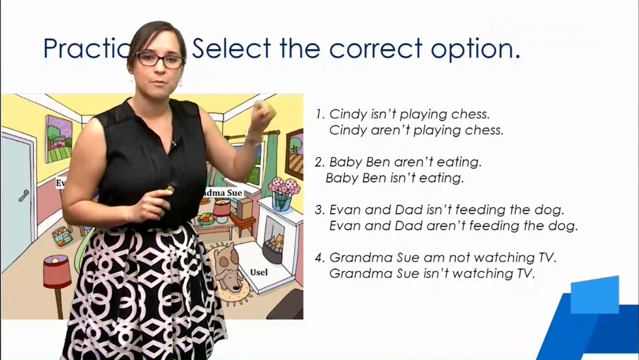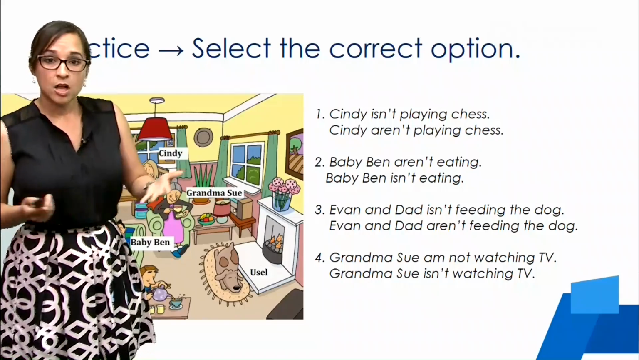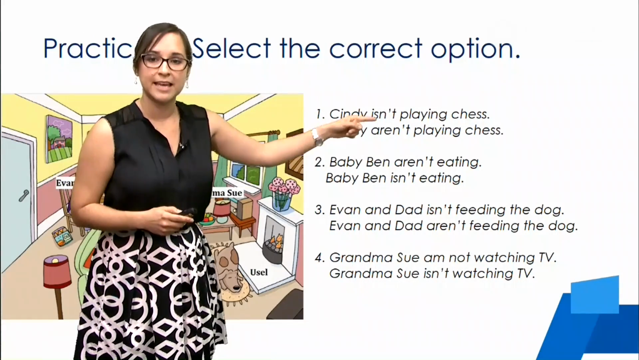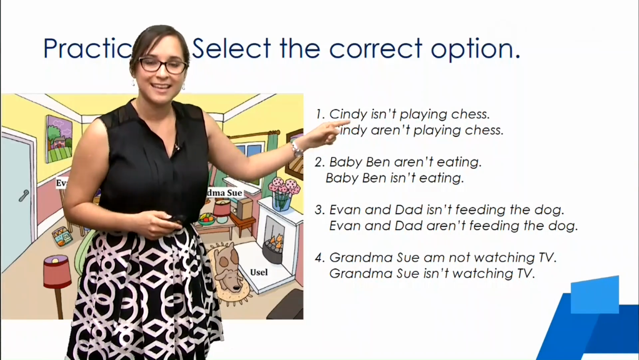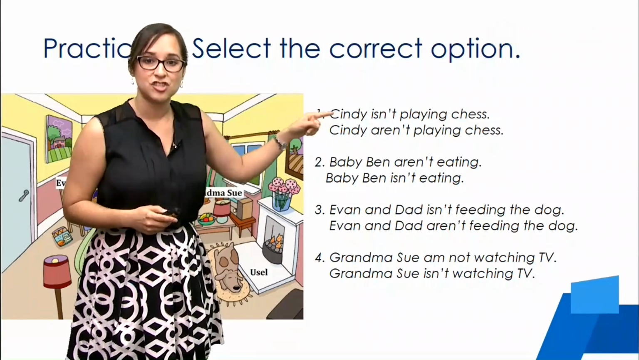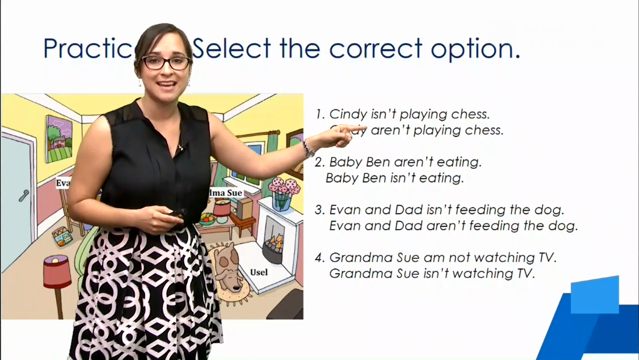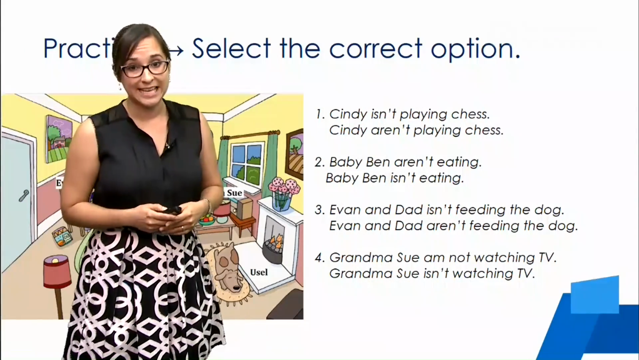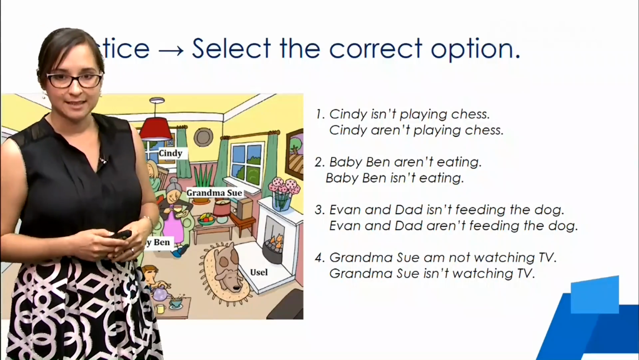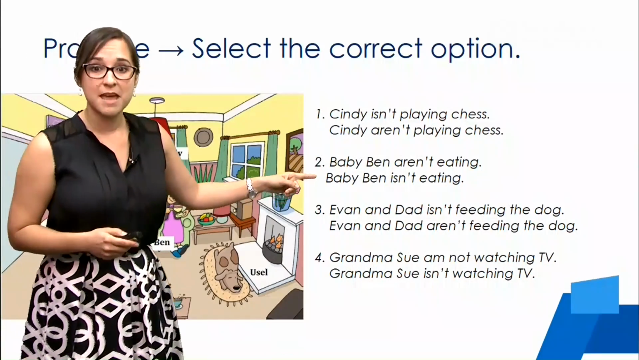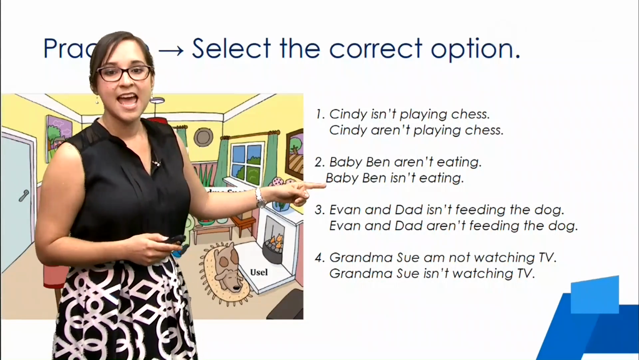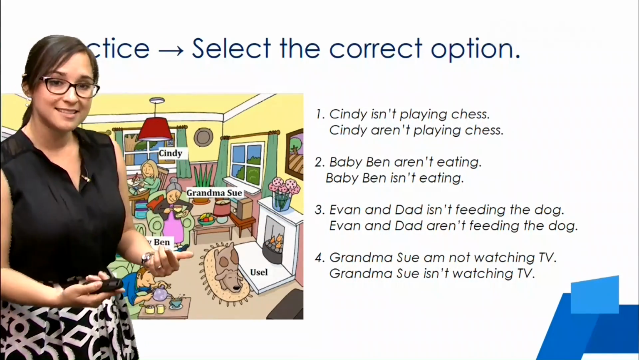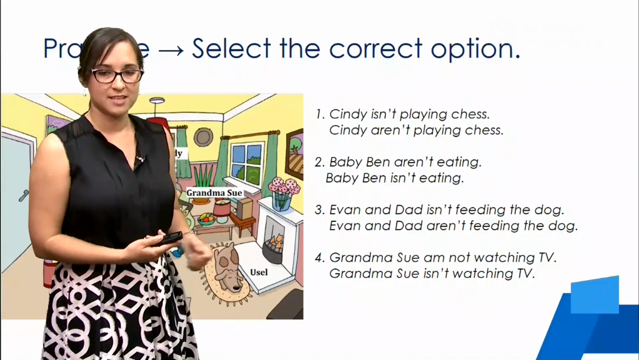What is the correct option? Correct. The right answer is Cindy isn't playing chess because Cindy is a she, and she uses is and isn't. Number 2, Baby Ben aren't eating, or Baby Ben isn't eating. Correct. Baby Ben isn't eating, and that's because Baby Ben is a he. So he isn't, and then the verb with ing.